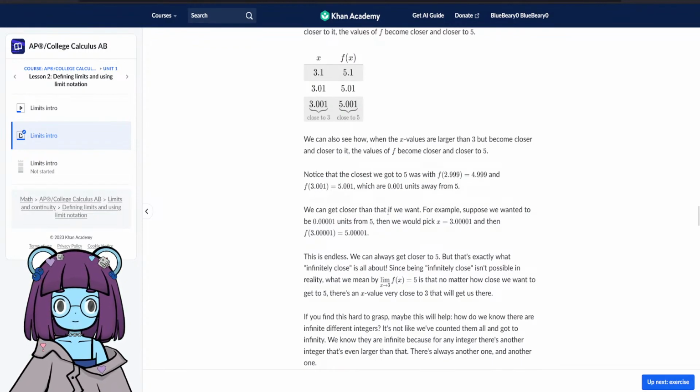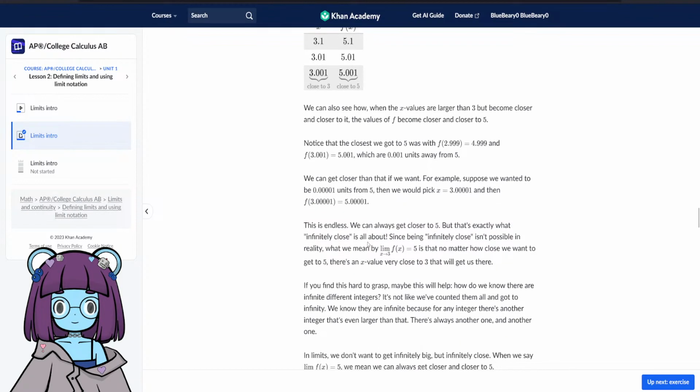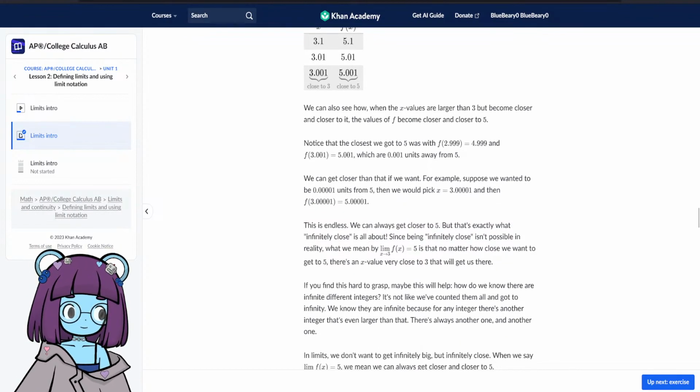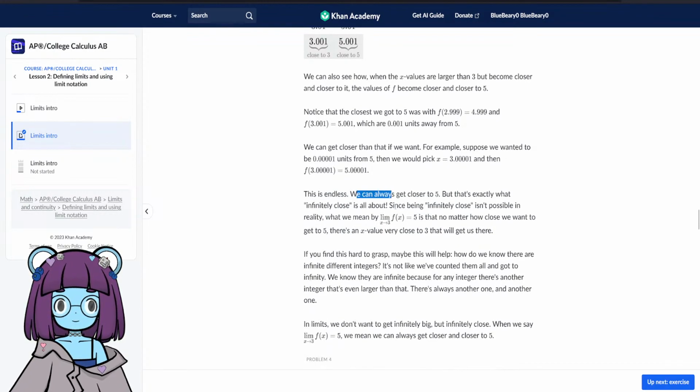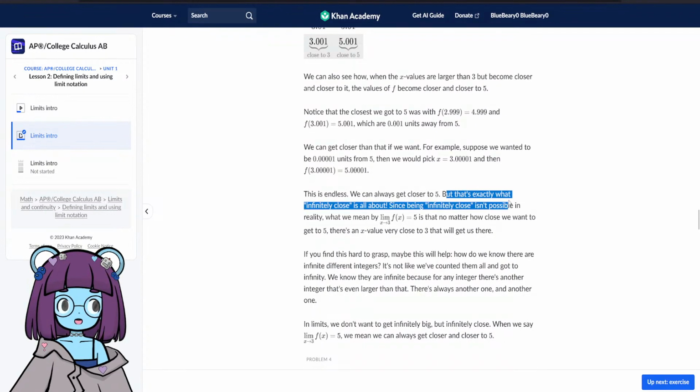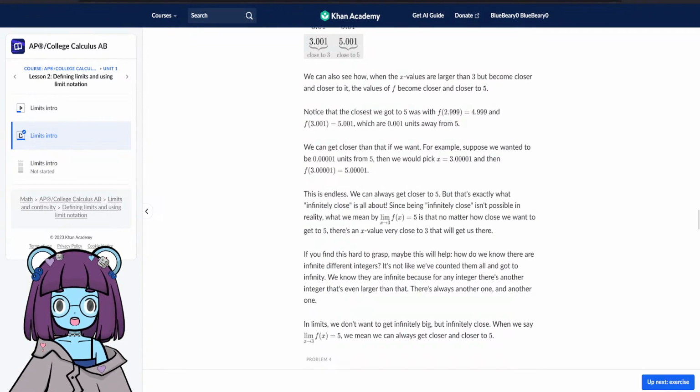We can get closer than that if we want. For example, suppose we wanted to be 0.00001 units away from 5. Then we pick x equals, I'm not going to say that. And then I guess the estimate is this. This is endless. We can always get closer to 5, but that's exactly what infinitely close is all about.